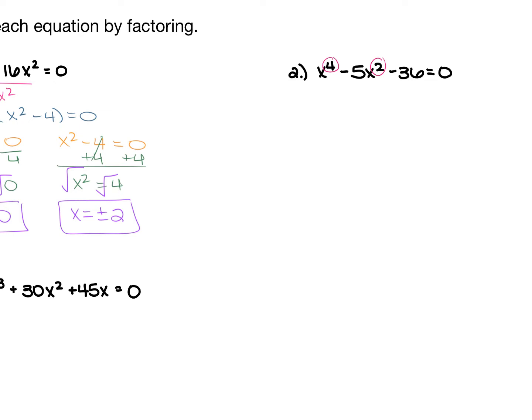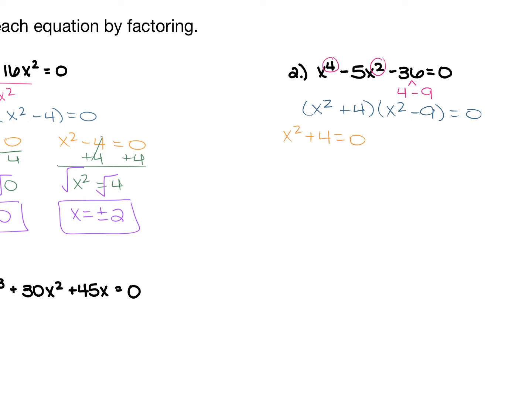Your a is 1, so find your factors of negative 36 that add up to be negative 5. That's going to give you 4 and negative 9. So this factors to be x squared plus 4 times x squared minus 9 is equal to 0. You can set these both equal to 0 and solve, or you can factor out that x squared minus 9. Up to you. I'm going to set them both equal to 0 and solve.